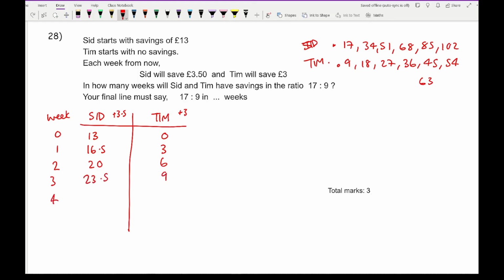After 4 weeks, it's going to be £27 and £12, and again neither of those are in my list of multiples. After 5 weeks, it's going to be £30.50 and 15. After 6 weeks, we've got 34 and we've got 19. And as you can see, those two numbers do appear. I've got 34 and that should be 18, not 19. I don't know why I've written 19 there. Let's change that to 18, and there I've got my 18. So this then is the correct answer. So it's going to be after 6 weeks.